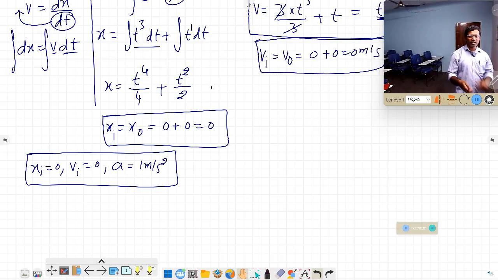Like this you have to solve the integration model problems. Next class we will discuss similar models, some other questions on differential functions and integration. Okay, that's it for today.